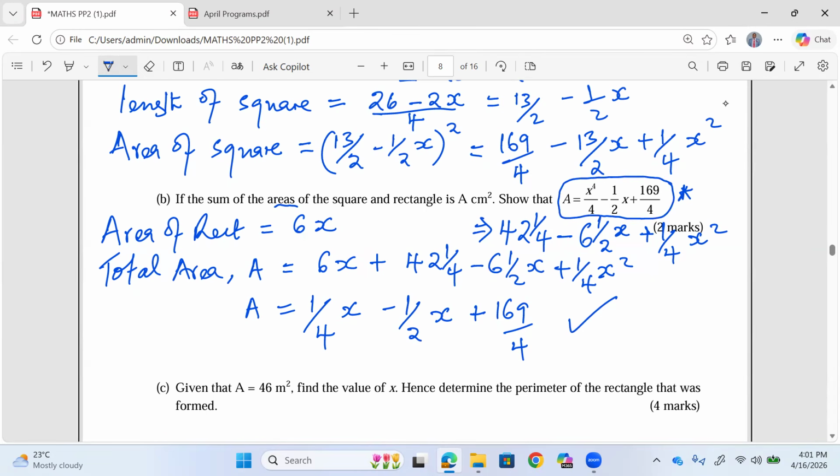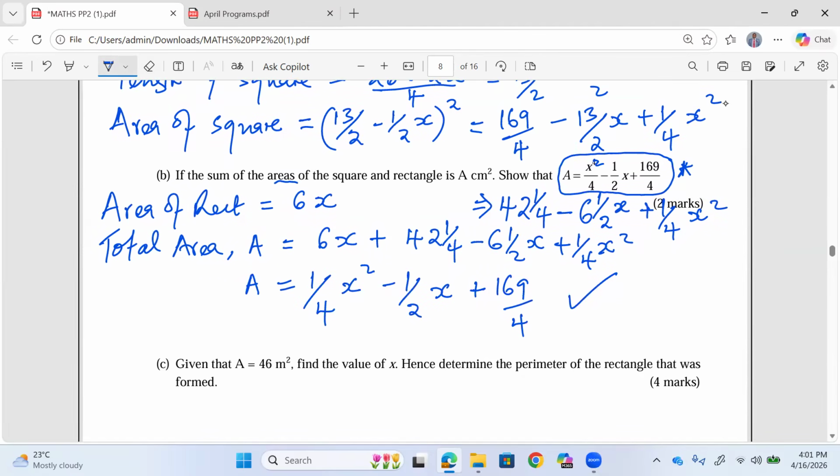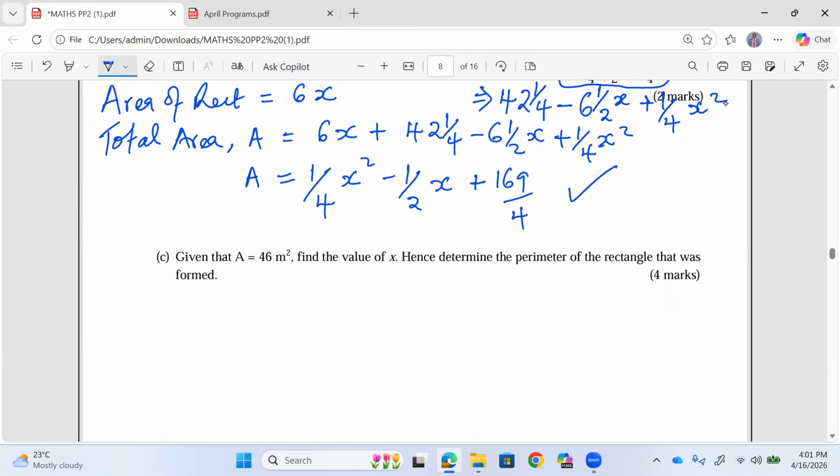So we've shown that the total area equals a quarter x squared minus half x plus 169 over 4. Yeah, over 4 like that. A quarter x squared, sorry, this is also squared, that was a mistake. A quarter x squared minus a half x plus 169 out of 4.